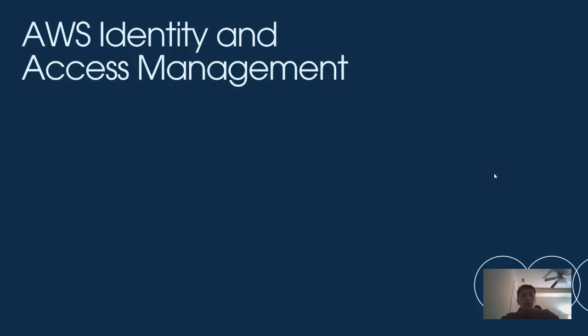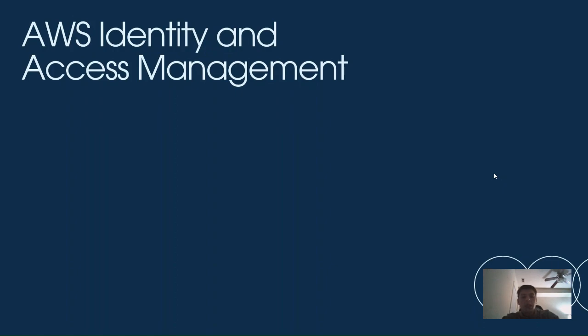Security is a fundamental part of cloud computing, and Amazon Web Services follows a shared responsibility model. While AWS is responsible for securing the underlying cloud infrastructure, customers are responsible for managing access to the resources. Amazon Web Services Identity and Access Management, commonly known as IAM, is the service that allows administrators to control who can access Amazon Web Services resources and what actions they are allowed to perform.